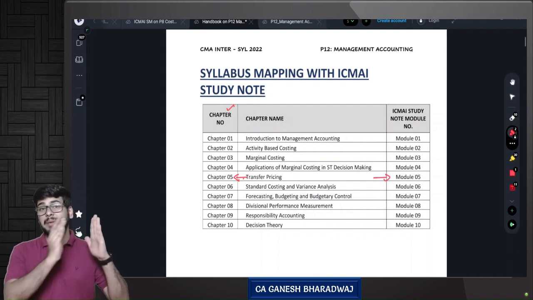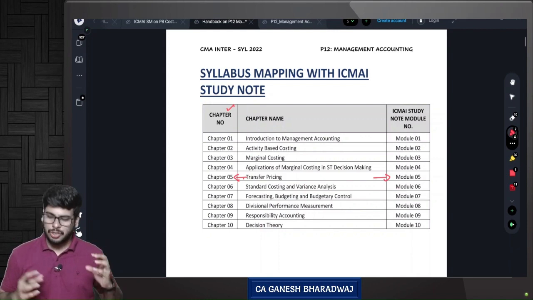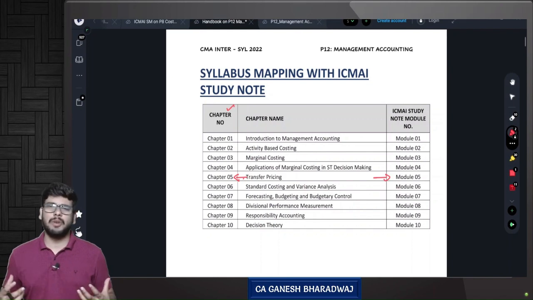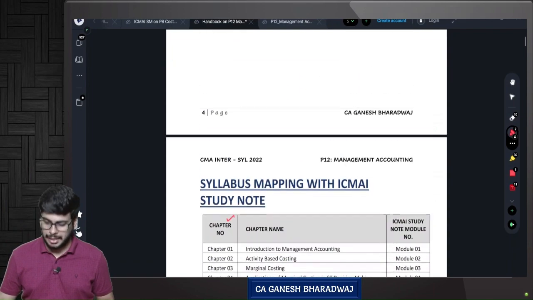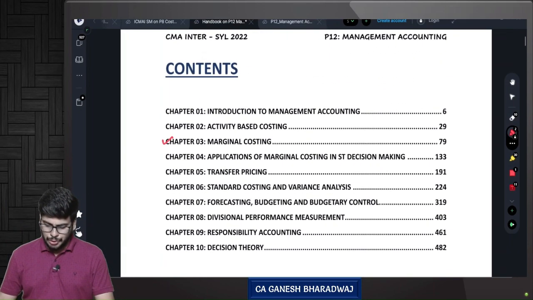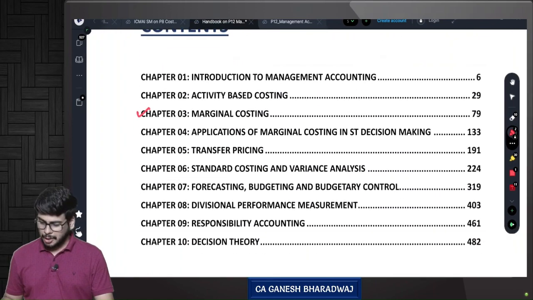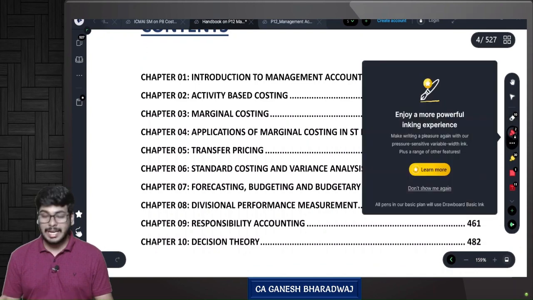In paper 8 cost accounting, I would have made a lot of sequence changes. But in this case, I have not made many sequence changes. We will be following the sequence at par with your CMA Institute study material. Clear with this? Yes.